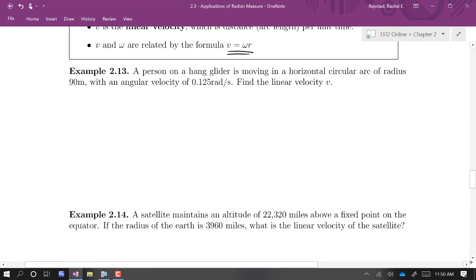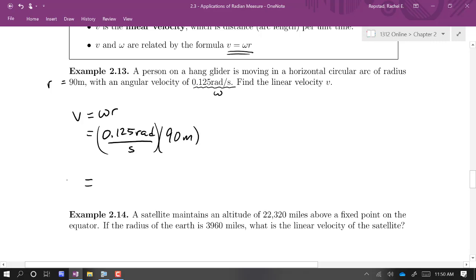So in example 213, they say that we've got a person on a hang glider moving in a horizontal circular arc of radius 90 meters with an angular velocity of 0.125 radians per second. So they gave us the radius at 90 meters. They gave us omega, and that's already the units that we need. That's radians per second. So this example is all ready to be done, and sort of plug the right values into this formula. V is equal to omega r, so that's 0.125 radians per second multiplied by 90 meters.